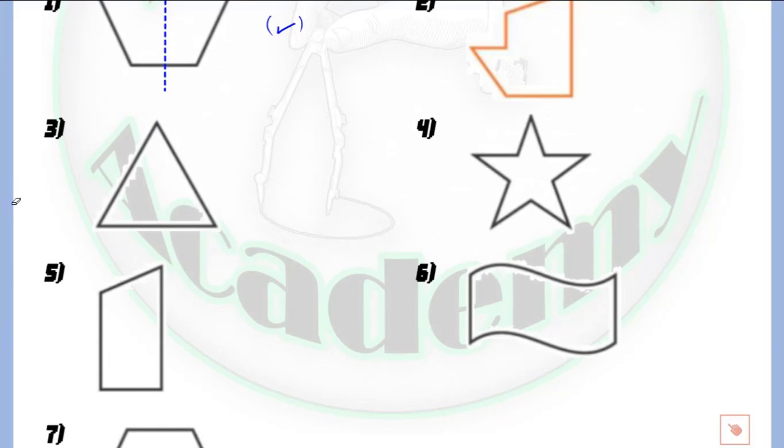But in question number 3, you will find that we can draw the first line of symmetry. And we can draw another line. Suppose that I'm starting from this vertex, you will find that we have two equal halves. We can draw another line. So we have here two equal halves. So now we have 3 lines of symmetry.